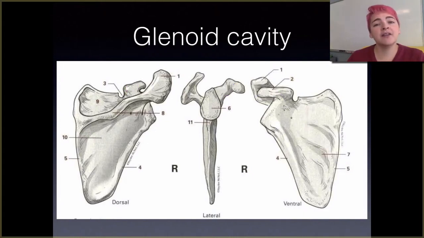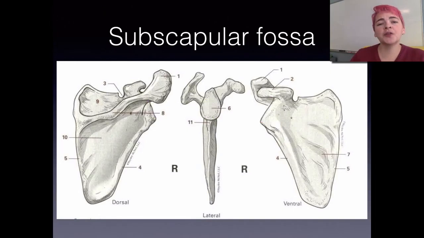We have the glenoid cavity. This is where the humerus attaches and articulates. Glenoid cavity there, here, and here. So the acromion is attached to the spine. The coracoid is attached to the glenoid cavity. There are 3 fossa that we need to know. This is where muscle is going to lie within the scapula.